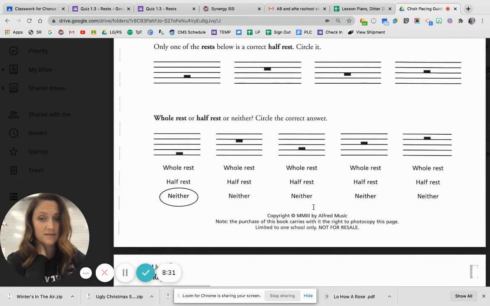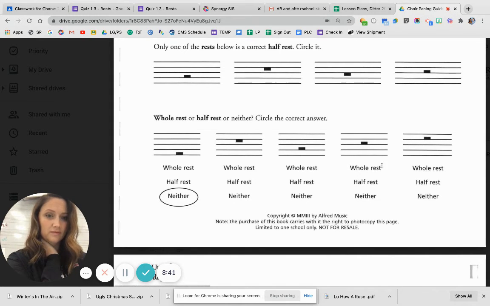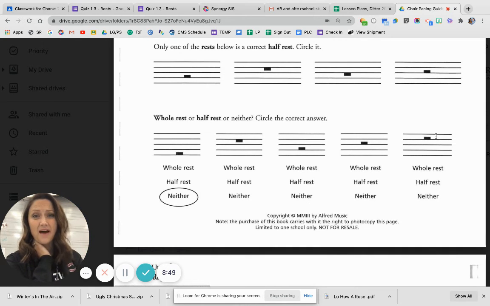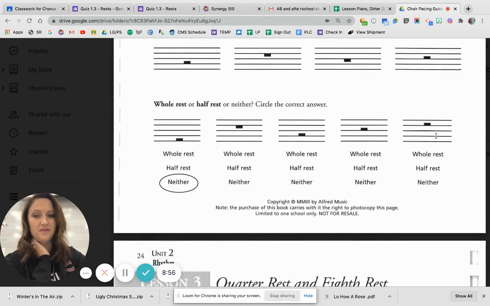Is it a whole rest, half rest, or neither? The answer is neither. The next one, it's sitting on the 3rd line. Is it a whole rest, a half rest, or neither? It's a half rest. Good. And finally, it's sitting on the 4th line. Is it a whole rest, a half rest, or neither? The answer is neither. Very good.